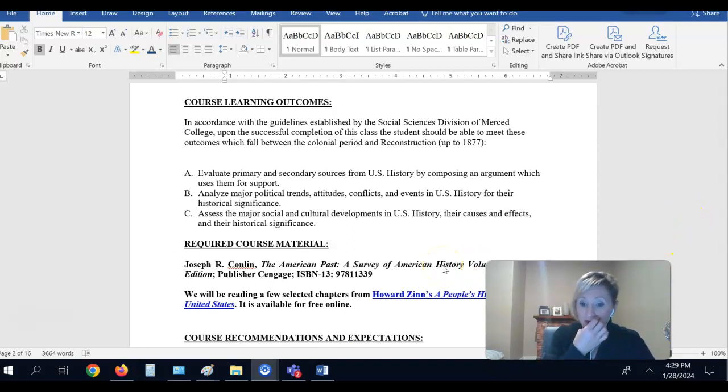The textbook we're using is called The American Past, by Joseph Conlin. We'll also be reading a couple chapters from Howard Zinn's A People's History of the United States, but this one is available online for free, so you don't have to purchase it, and I'll let you know if we read a chapter out of it. So those are our two textbooks. You'll use Brightwave for the Conlin book, where the high school is picking up the tab for most of you, and the second one is a free ebook.